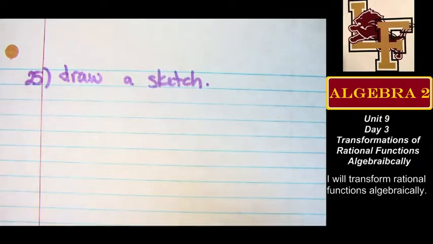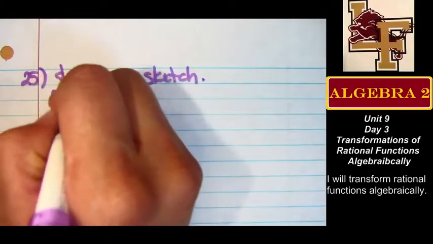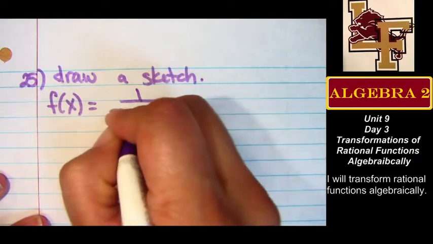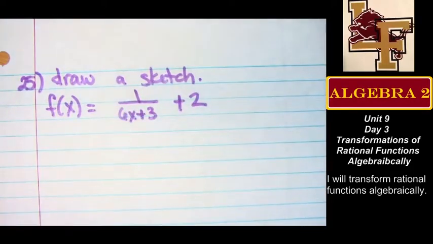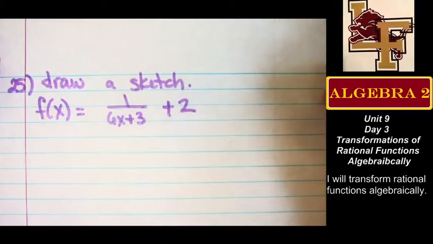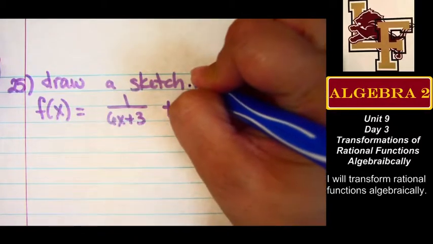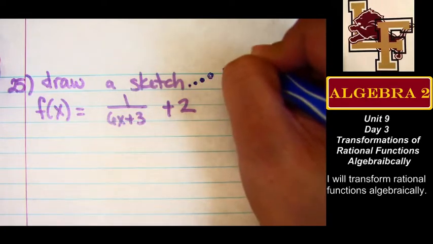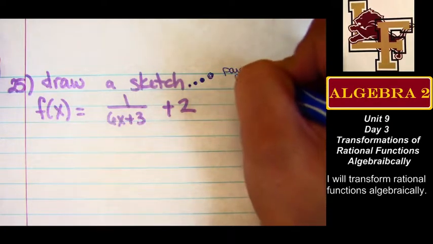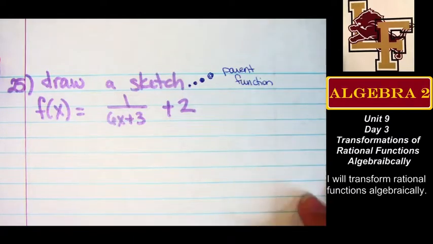Okay. We've been asked to draw the sketch for f of x equals 1 over 6x plus 3, plus 2. Notice the pause there was intentional. 1 over 6x plus 3, plus 2. Okay, so that plus 2 happens at the end. As you're getting ready to draw this sketch, you need to be thinking about what the parent function is and looks like for this particular type of function.